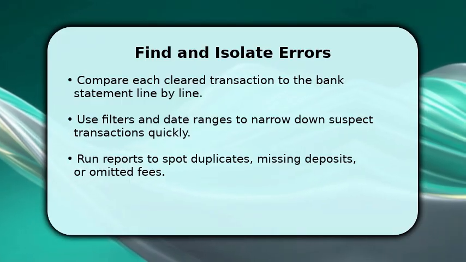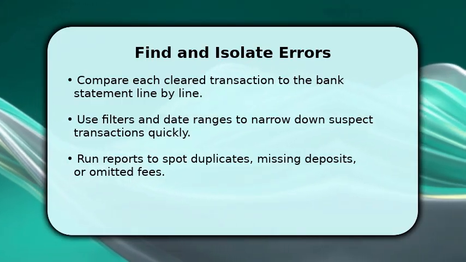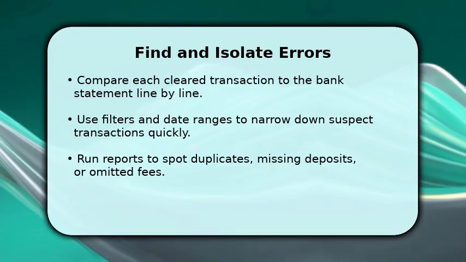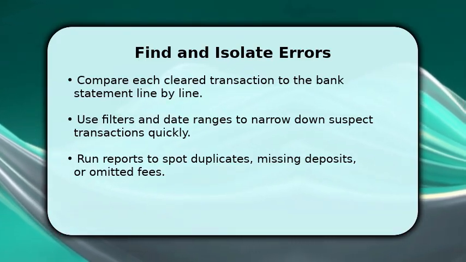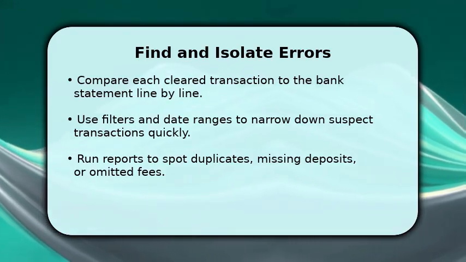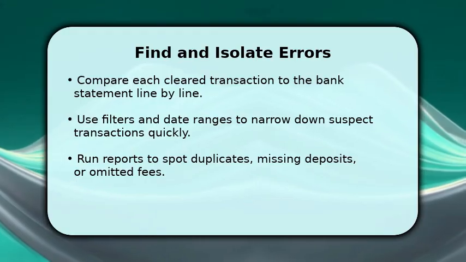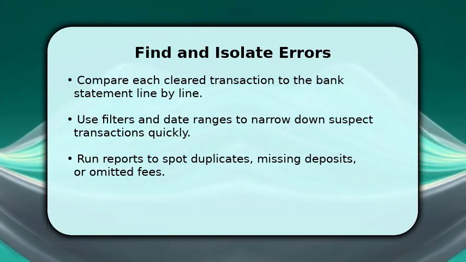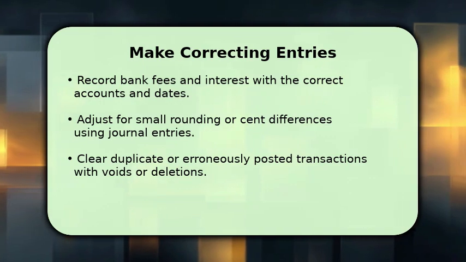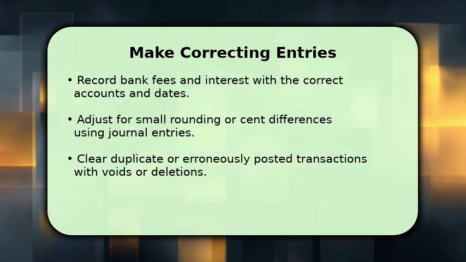If totals diverge, isolate a smaller date range to simplify troubleshooting. Use the audit log or transaction detail report to trace who made edits and when, which helps avoid repeating mistakes. When you identify an error, choose the least intrusive correction that keeps history intact.